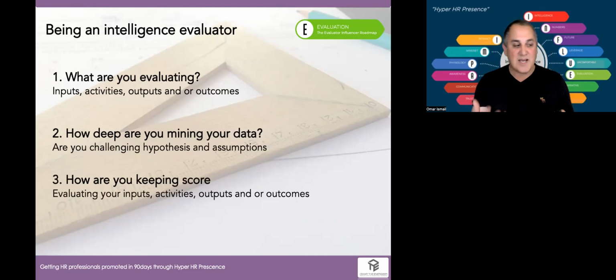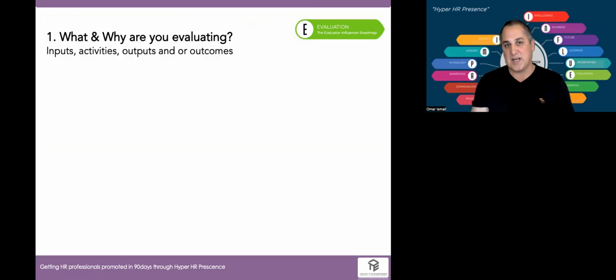And number 3 is really, how are you keeping score? Are you going back to point 1 of what are you evaluating? Are you keeping score on look how busy we've been, or look how many outcomes we're getting? So I want you to start thinking about that as we get into this.